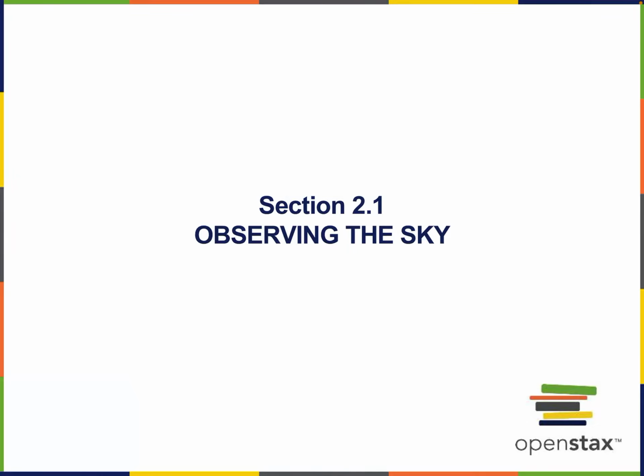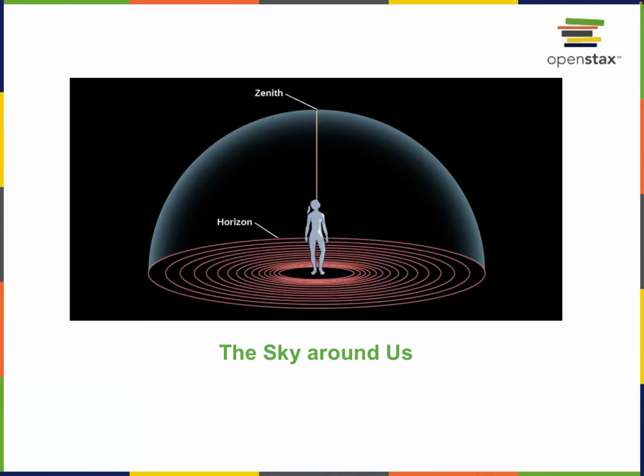Section 2.1 is on observing the sky. The top of the sky is called the zenith. 90 degrees from the zenith is the horizon. That's where the sky meets the ground. Now, what you see in the sky depends on where you are on Earth, what time of day or night it is, and what time of year it is.